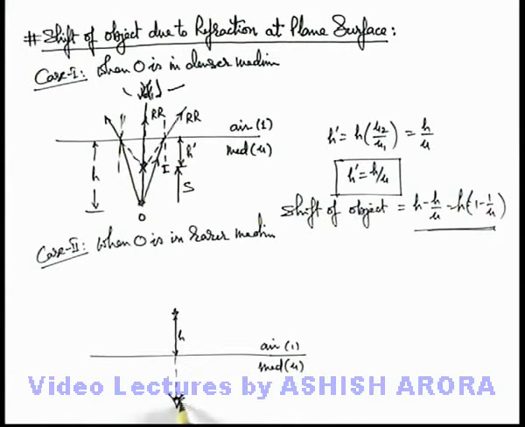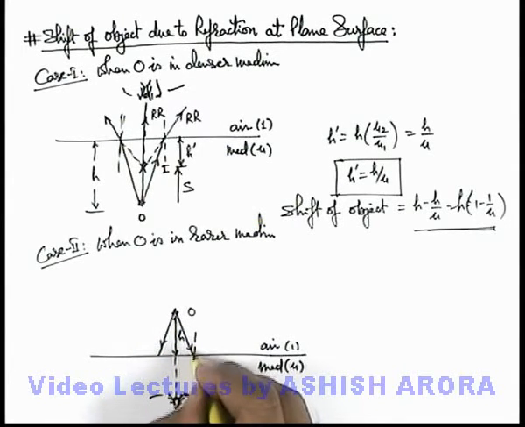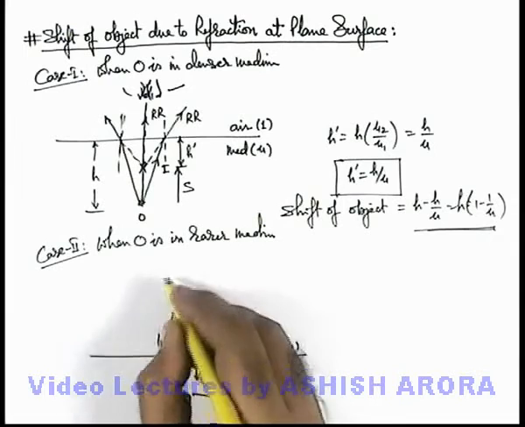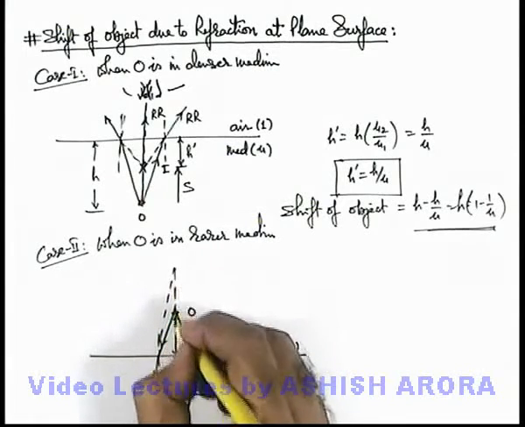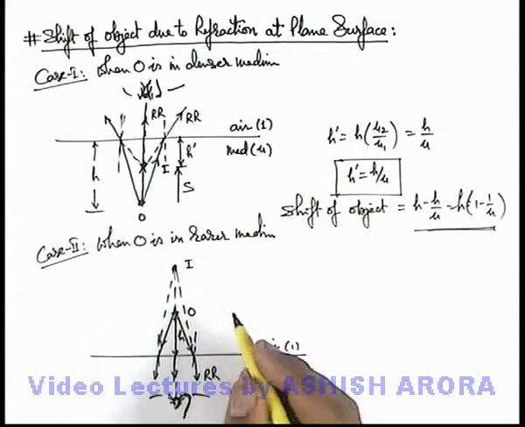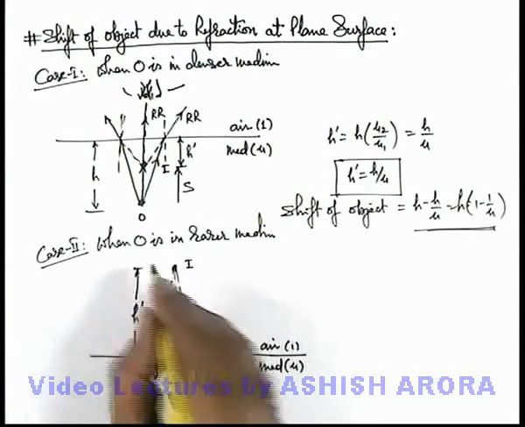observer's eye is placed, or an observer is looking onto the object, then the light rays which are falling onto the interface will bend towards normal, because the medium is denser, and all these refracted rays appear to be coming from a point which is behind the location of object, or this point will be considered as an image. So image is located at a distance h prime from the boundary.